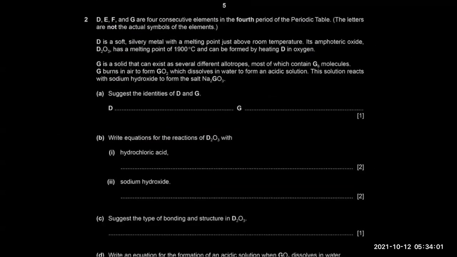All right, question number two. D, E, F, and G are four consecutive elements in the fourth period of the periodic table. The letters are not actual symbols. D is a soft silvery metal with a melting point just above room temperature. Okay.